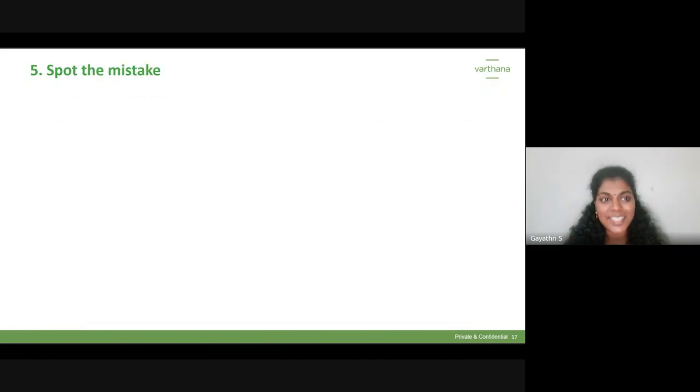The last strategy is spot the mistake. This is very, very interesting. Why? Because generally students love to spot errors, right? That too, when the teacher is teaching a certain topic, they love to spot the error. So you are just leveraging that particular thing.